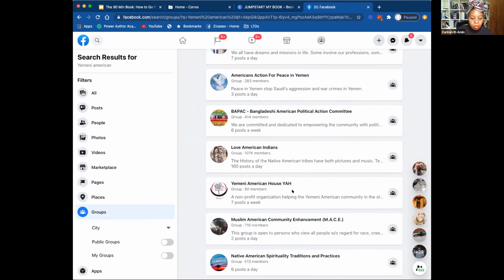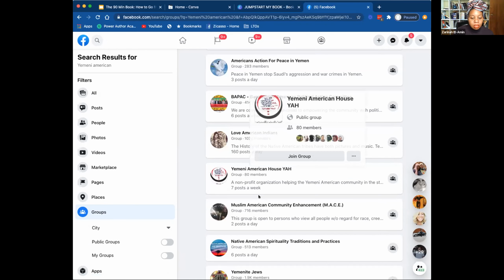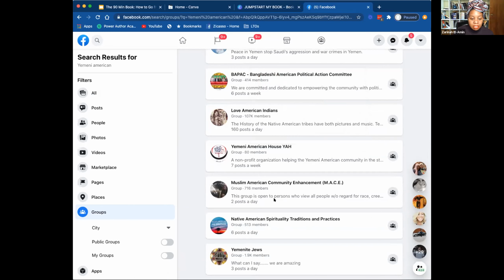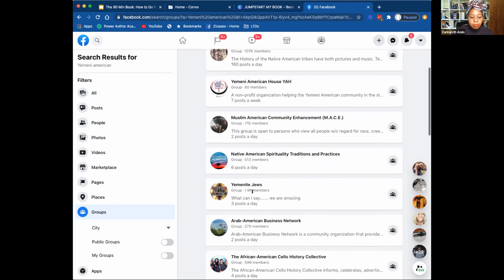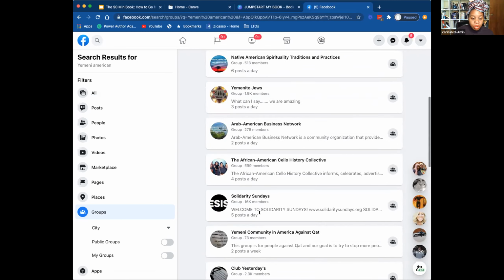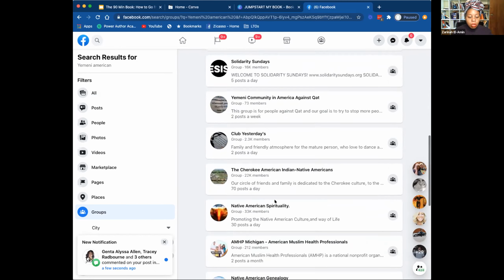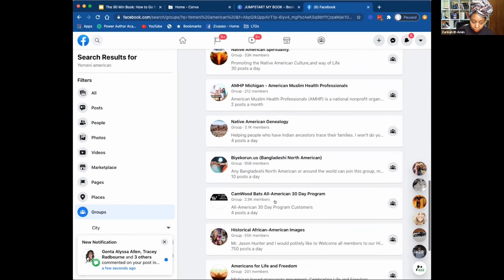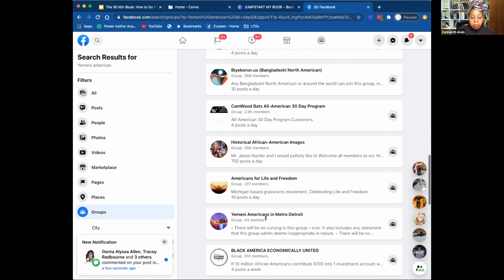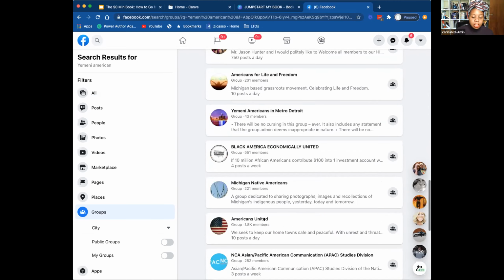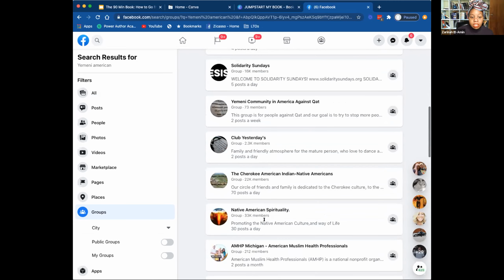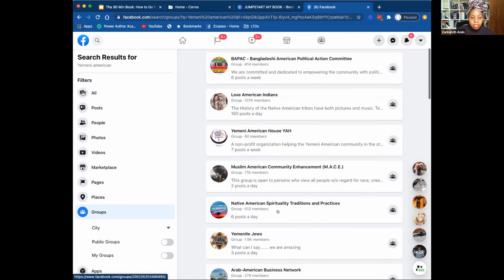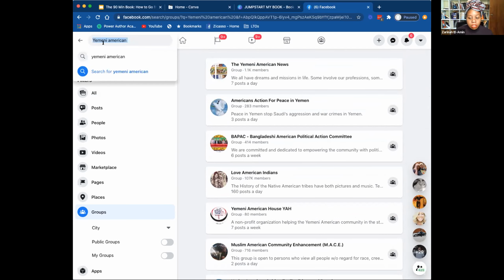Okay, Yemeni American House, Muslim American Community Enhancement. So we're not seeing a really big group. Yemeni Jews, we're not seeing a really big group of people. So what this tells us is two things. One is that Yemeni Americans in Metro Detroit, 43 people. That's not a big group, but it's still something. So one of the things is that you can join all of these groups around Yemeni Americans. Then maybe also start to look at Yemenis of America.